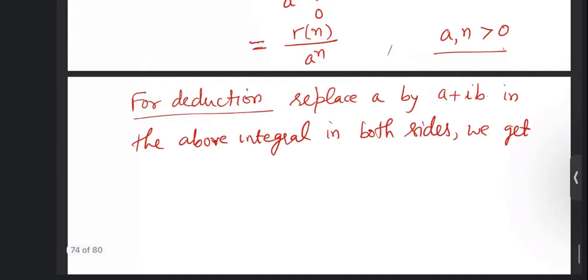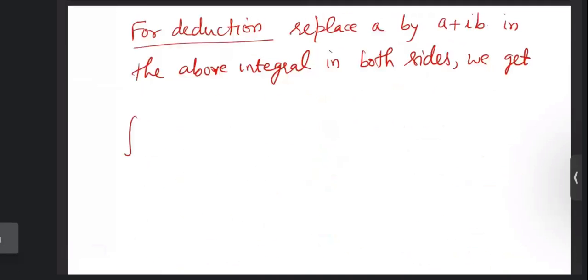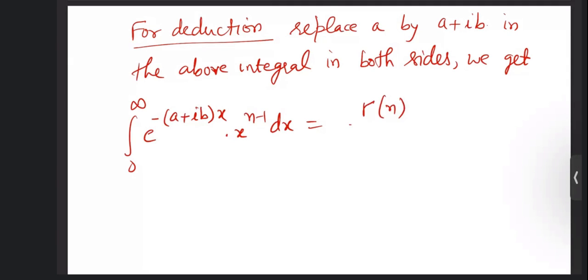In the left hand side, we get the integral from 0 to infinity of e raised to the power minus (a plus iota b) into x, x raised to the power n minus 1 dx. In the right hand side, we have gamma of n divided by (a plus iota b) raised to the power n.